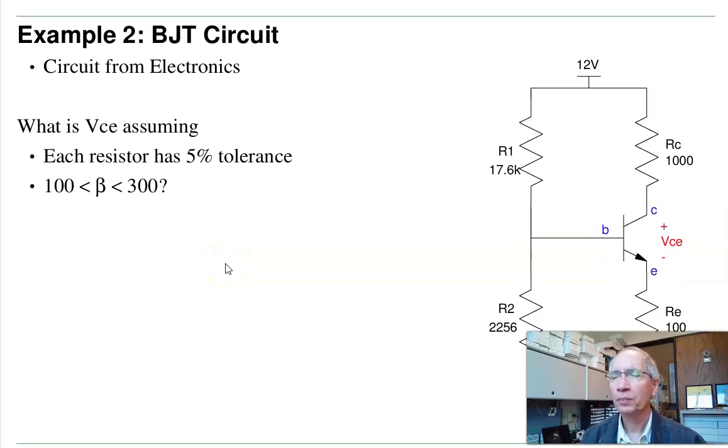Another example. Suppose I have this transistor circuit. Each resistor has 5% tolerance. The transistor has a gain between 100 and 300. What is the voltage VCE?